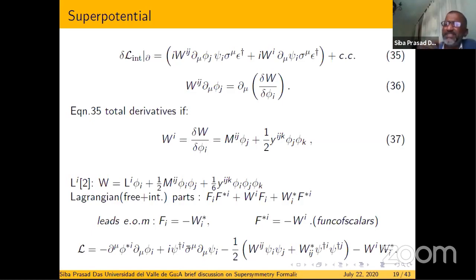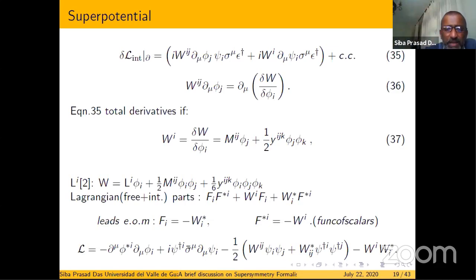This linear term you can always add, and the L_i should have a mass dimension 2, because the superpotential has a maximum mass dimension 3. Yeah, the superpotential has a mass dimension 3. So this is my full superpotential. The linear term doesn't really make any difference because it doesn't have any other effect.